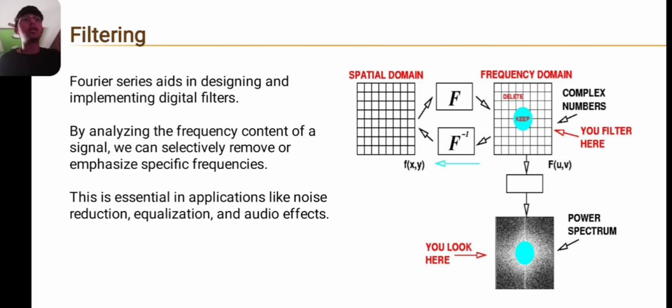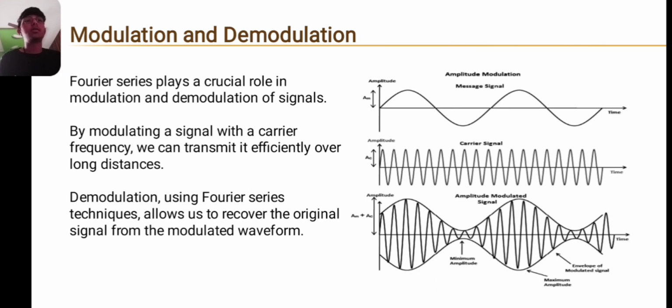Next, modulation and demodulation. Fourier series plays a crucial role in modulation and demodulation of signals. By modulating a signal with a carrier frequency, we can transmit it efficiently over long distances. Demodulation using Fourier series techniques allows us to recover the original signal from the modulated waveform. Here we can see the amplitude modulation waveform, the message signal, and the carrier signal also. You can see it in the picture.